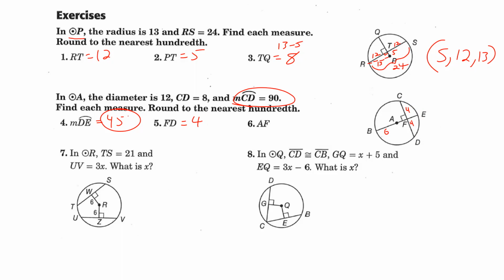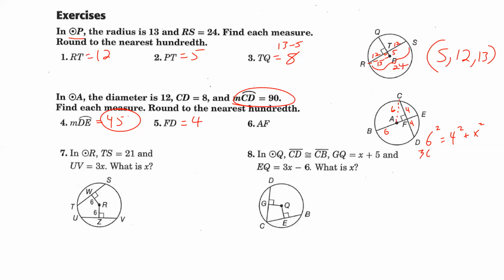Again, can I find AF currently? What's labeled? No. But I can draw something else in. Draw in another radius. Now I have a right triangle. That radius we already know is 6. So I have 4, I have 6. I'm missing that piece. So I'm going to set up the Pythagorean theorem to solve the missing side of that right triangle. C is my hypotenuse in the right triangle, so I get C squared equals A squared plus B squared. So 4 squared plus that unknown piece squared.